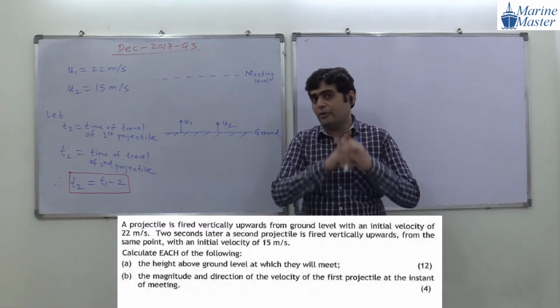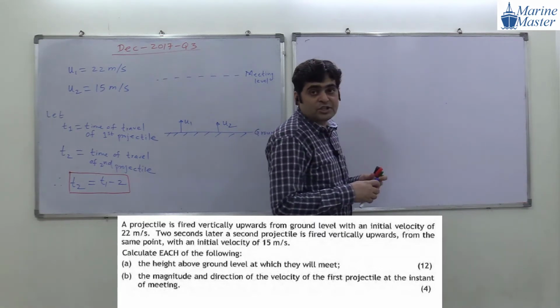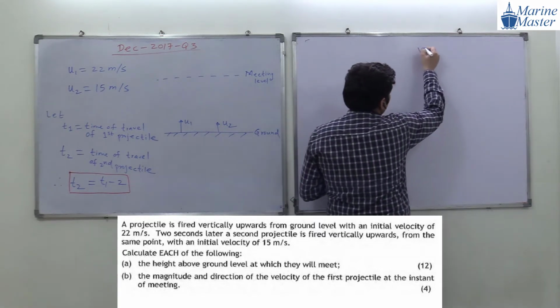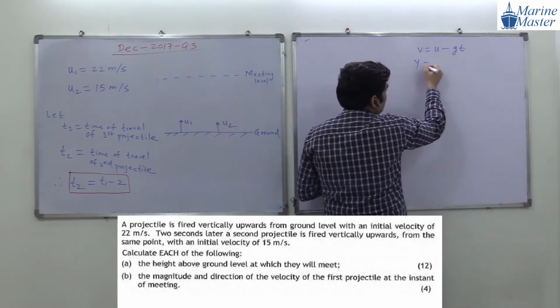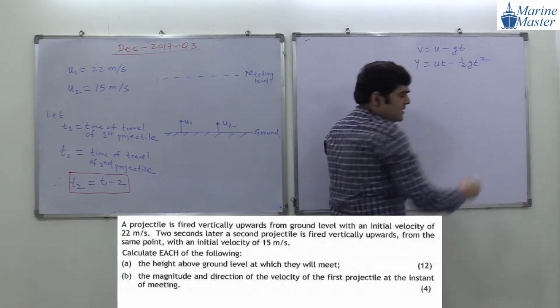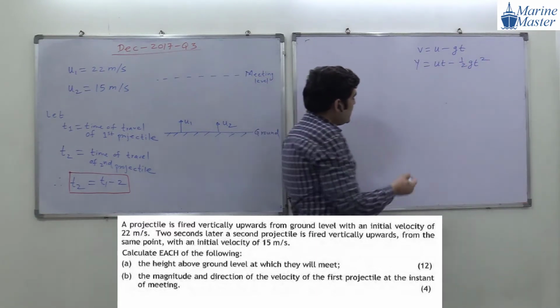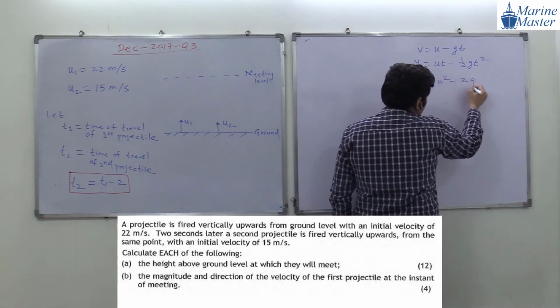Okay, guys, are you getting my point? Try to see the scenario. We have studied these 3 equations of motion in gravitational field. First one is v = u - gt. Second one is y = ut - half gt square. We studied these in our theory, just for the revision. And third one is v square = u square - 2gy.